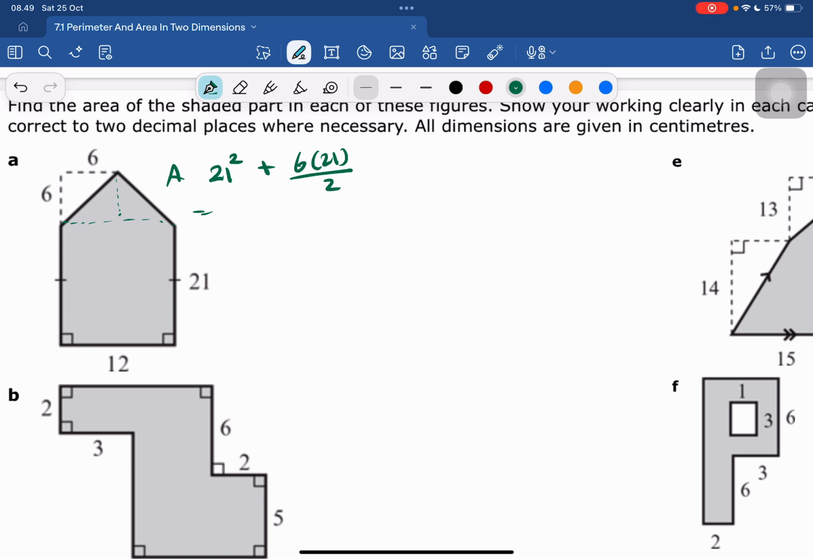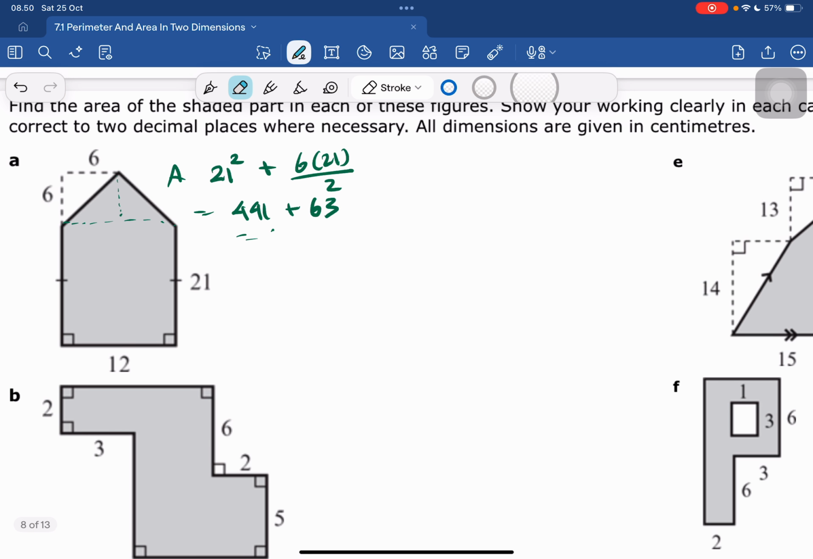So 21 squared is going to be 441. So this is going to be 3. So this is going to be 3 times 21 is 63. Wait a moment. So 21. So it's 3. This is not 21 squared. Wait a moment, my bad.